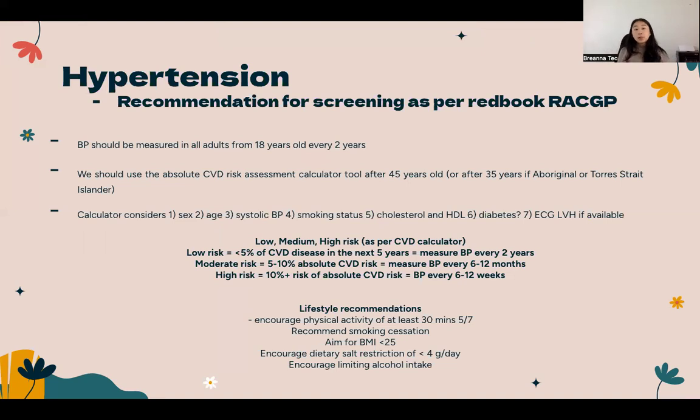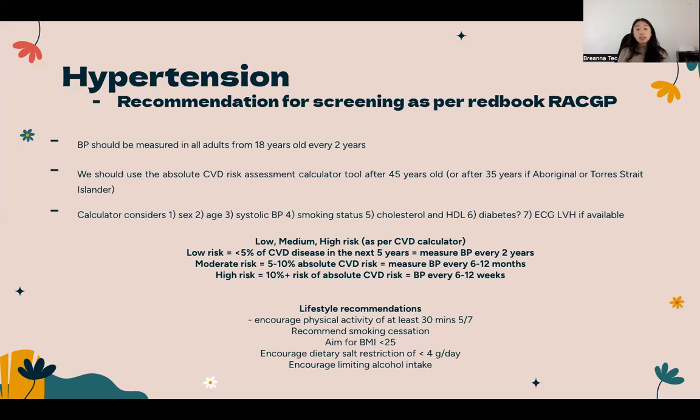All right. So with high blood pressure, this is all from the Red Book and RACGP. Normally, we should be measuring blood pressure every 2 years in adults over age 18. We use the absolute cardiovascular disease risk assessment calculator tool after the age of 45, or 35 if they're Aboriginal or Torres Strait Islander. They've recently changed, not recently as in, when I was in fourth year they changed, the low risk, medium, high risk percentages. So we'll go through that in a second as well.